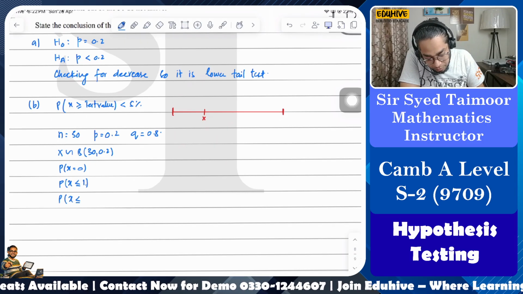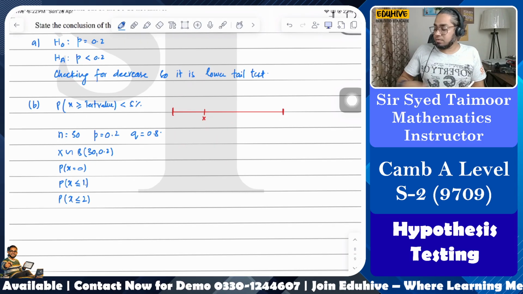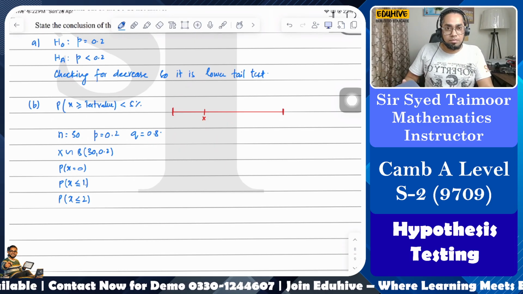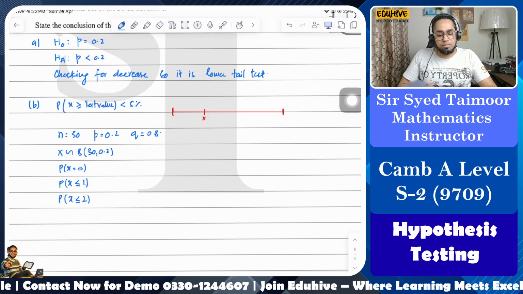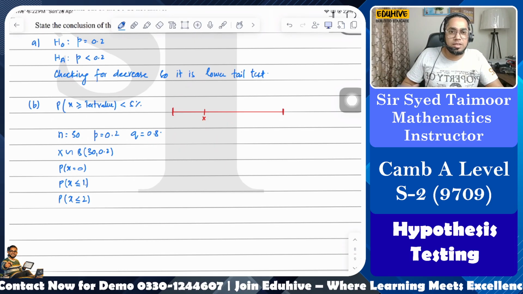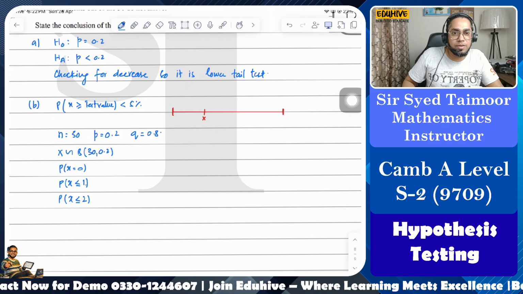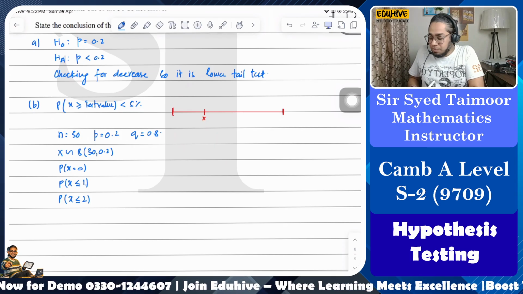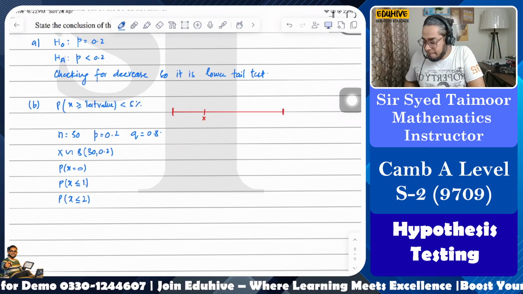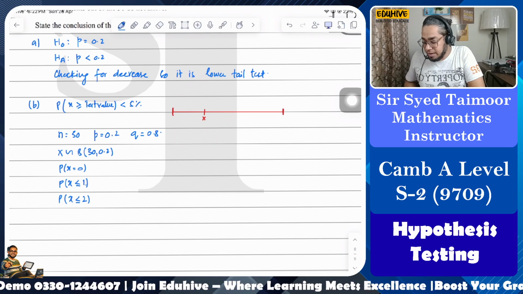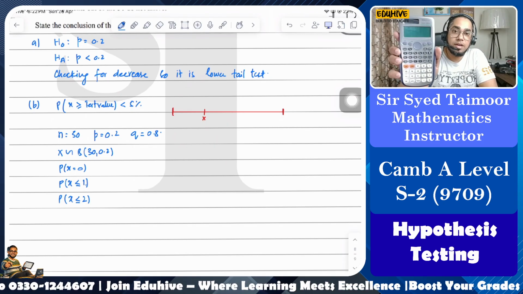I have told you this thing, na? When we were discussing that hypothesis, normal is quite easy, and then in this one we will go for trial and error. Okay, so how can we proceed with the trial and error? Do you have this calculator 991 ES Plus?